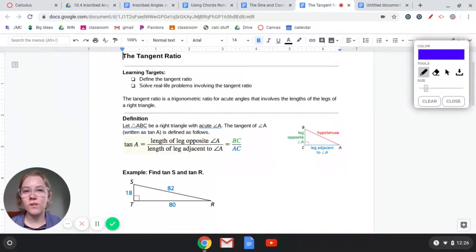This is a video all about the tangent ratio, which is one of our three trig ratios. So a trig ratio is a special relationship between the sides of right triangles.